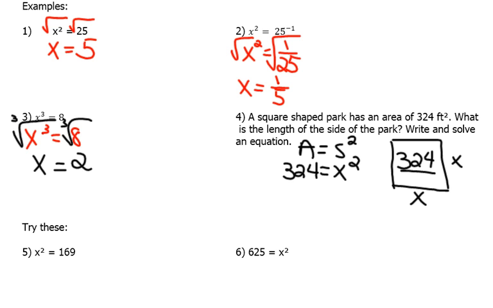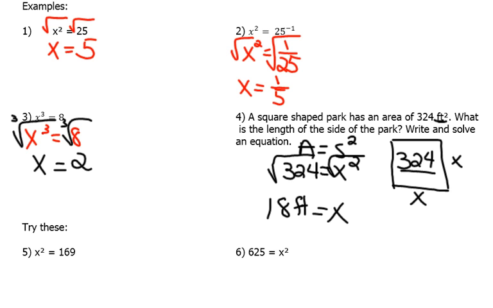Now that looks just like what we did up here in number 1, except the x squared is on the other side. So I'm going to take the square root of both sides. And honestly, I do not know what the square root of 324 is, so we'll figure that out real fast. Oh, it's 18. So x is 18. They gave me a label, so 18 feet.